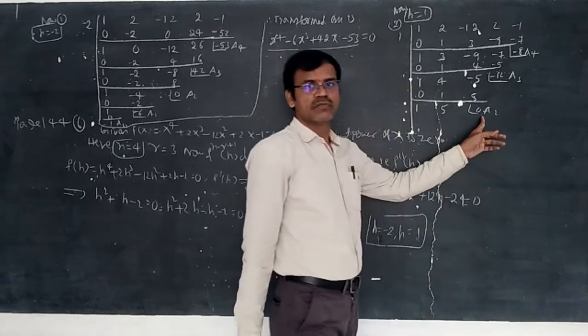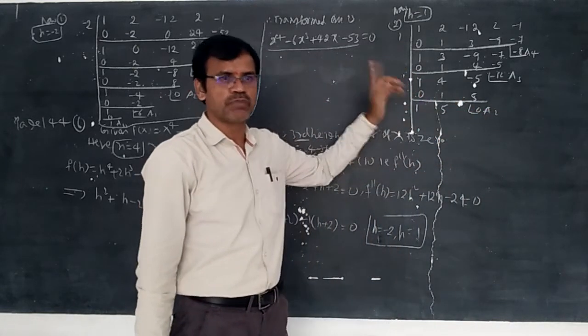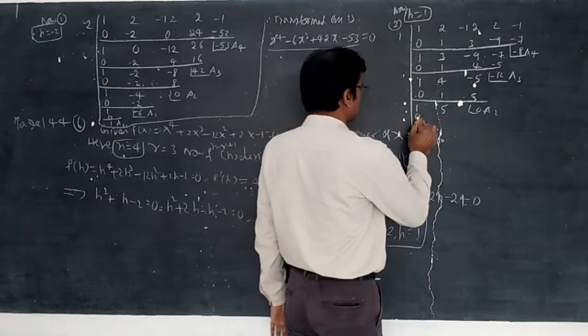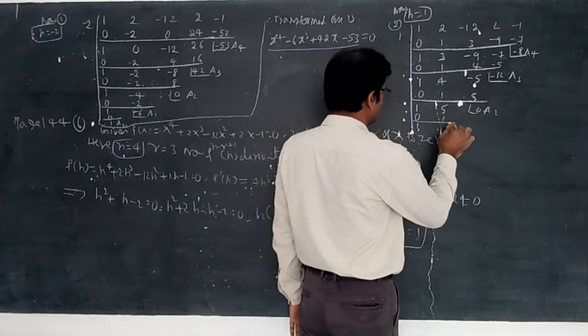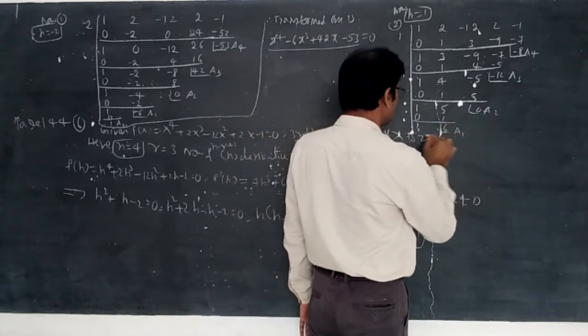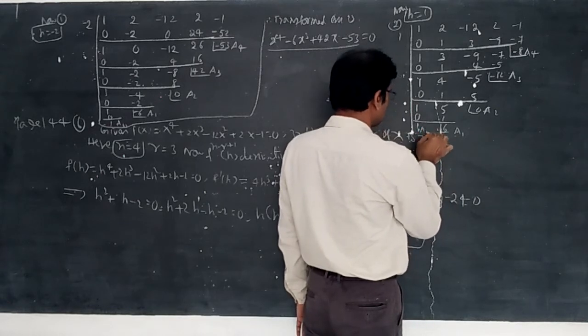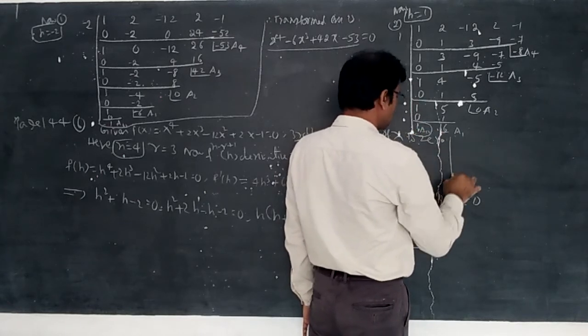Here only you will be able to understand. The term should not be missed. Next put here 0. This is 1. This is 1. This is 6. This is A1. At last, of course, this is A0. Directly you can write. This is A0.